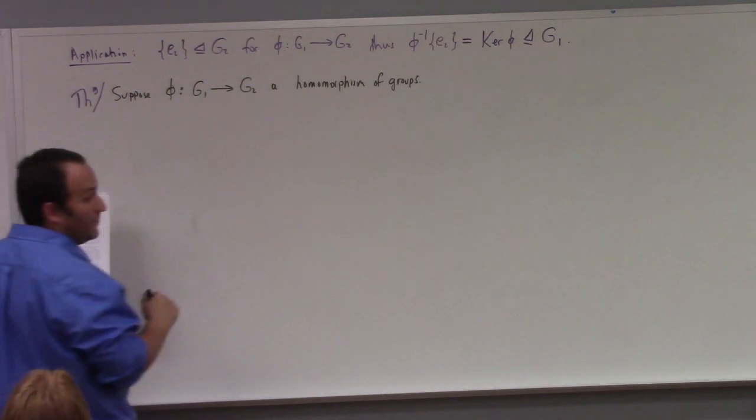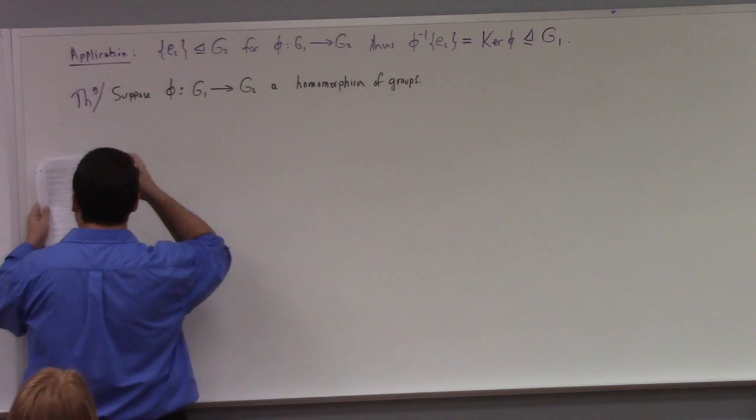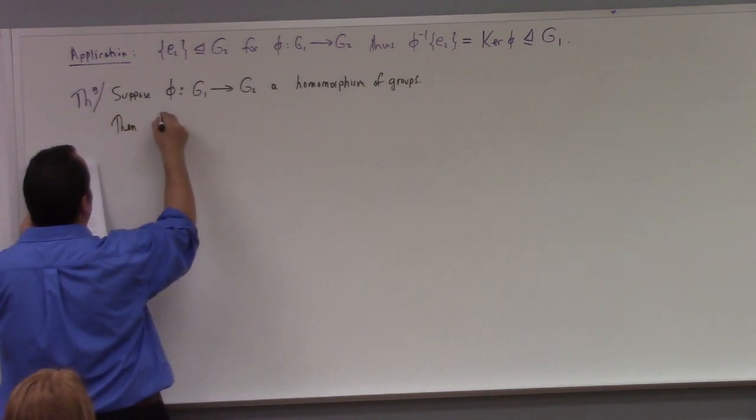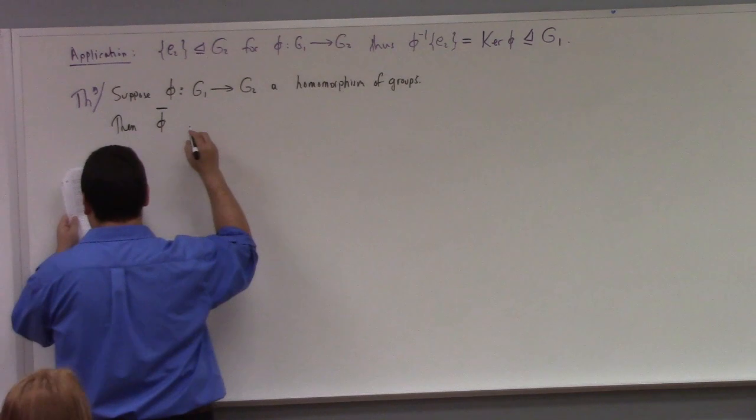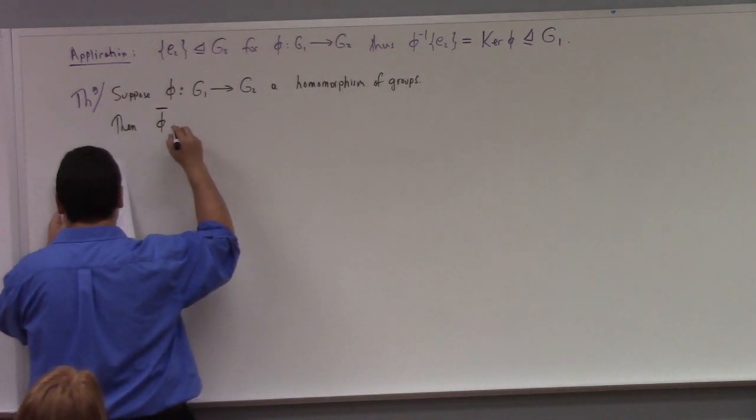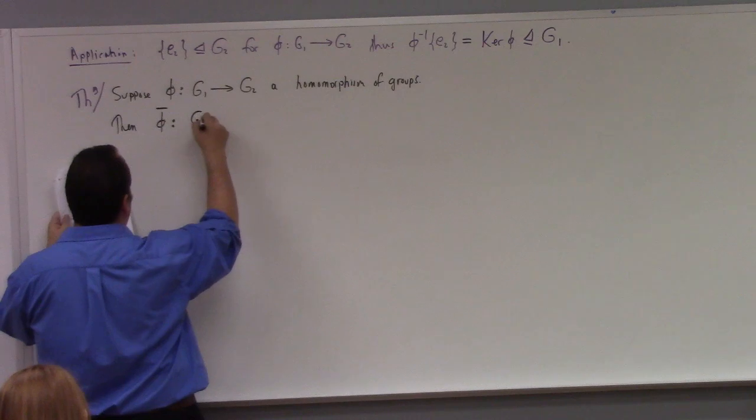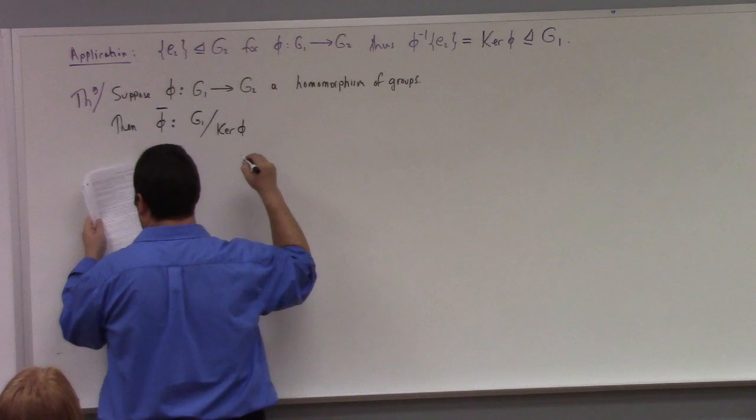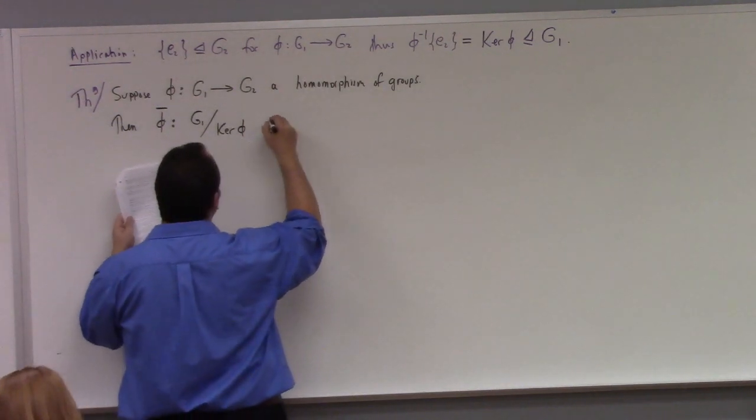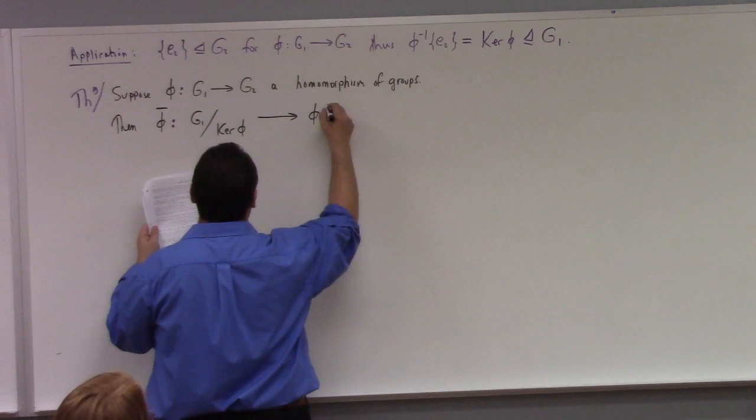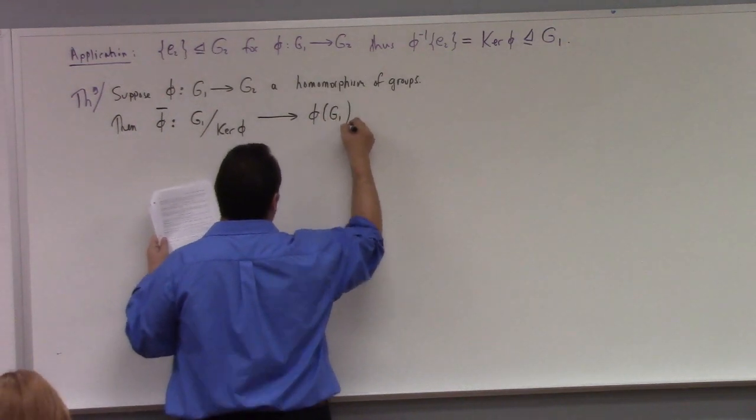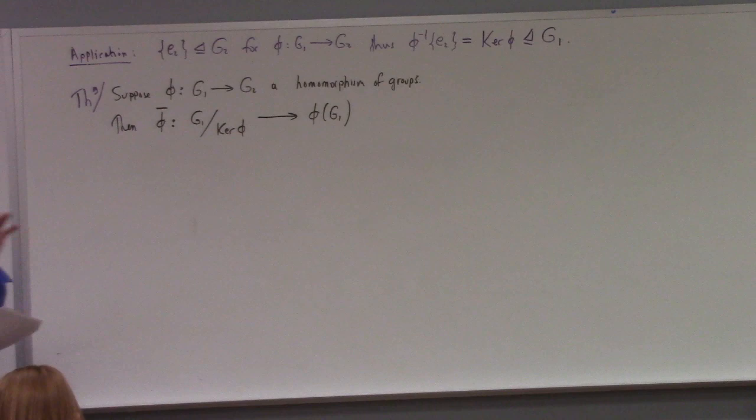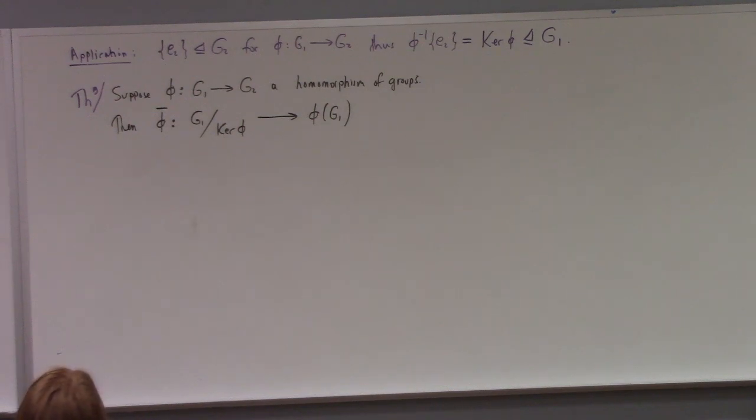So G1 to G2 homomorphism of groups. Then phi bar, and I'll define phi bar shortly, is going to go from G1 mod the kernel. How do we know that G1 mod the kernel even makes sense? What did we just prove about the kernel? It's normal, right? So the factor group by the kernel makes sense. By the way, if you think about it, well, that's not exactly a cross-section. It's the same idea as the thing we started class with.